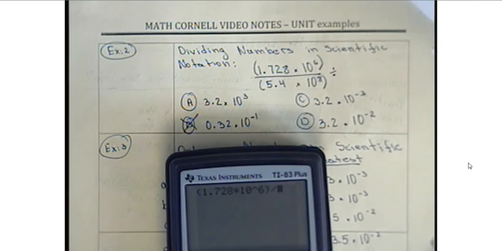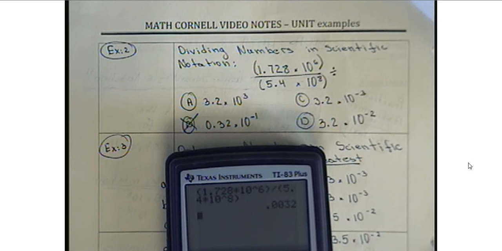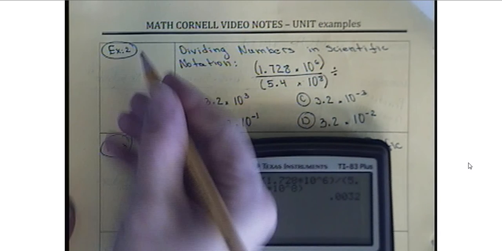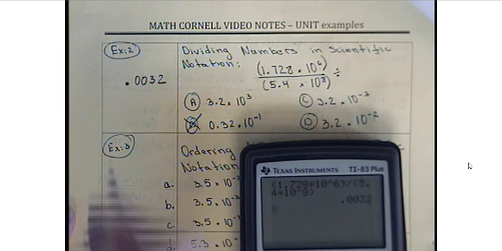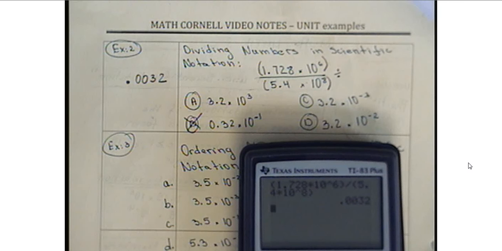Division sign. Open a new parenthesis for the bottom product and type 5.4 times 10 to the power of 8 and close it. This will be equal to, now here's what we get. We get the answer 0.0032.